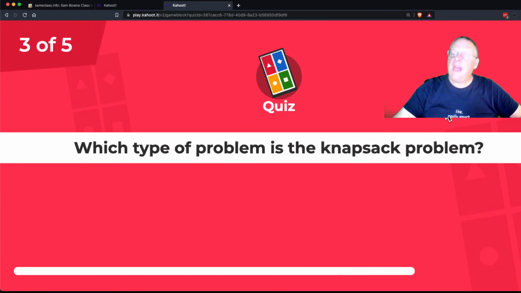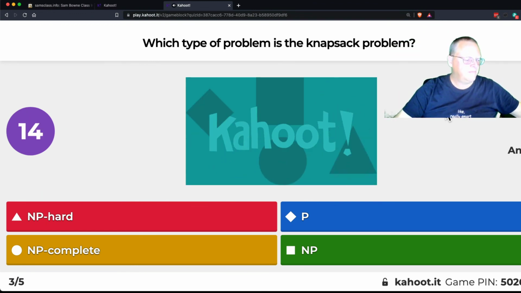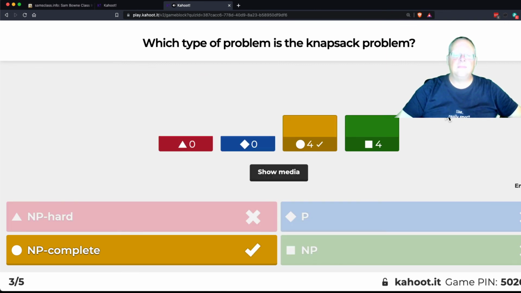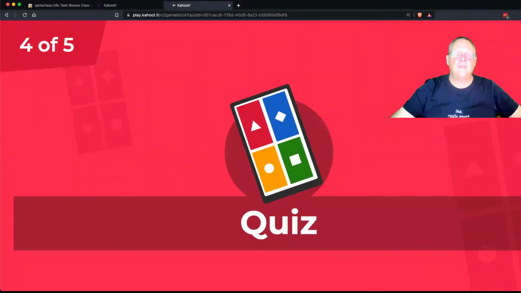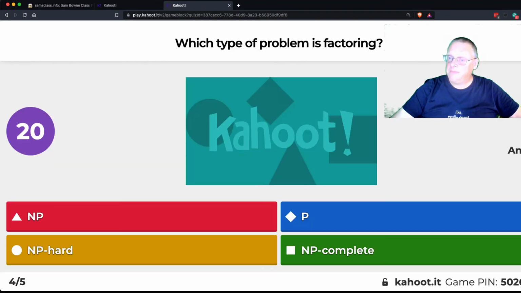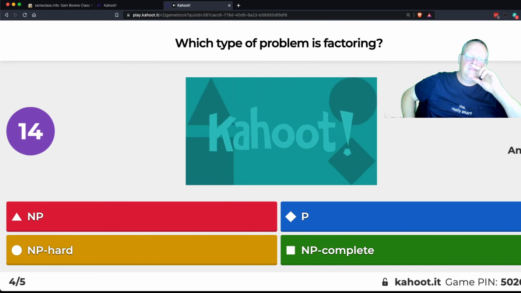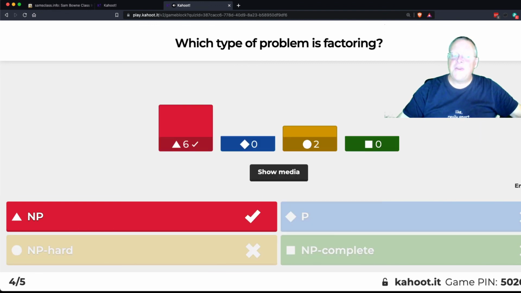All right. How about the knapsack problem? Okay, that is NP complete. It is the hardest NP problem. All right, how about factoring? That's NP, but it's not NP complete as far as we know.